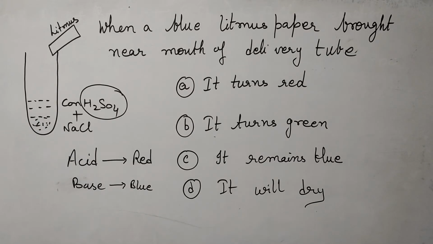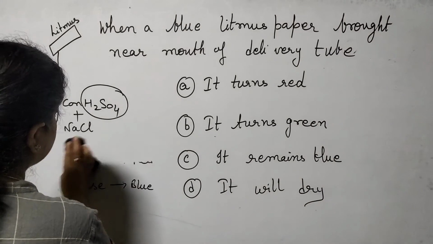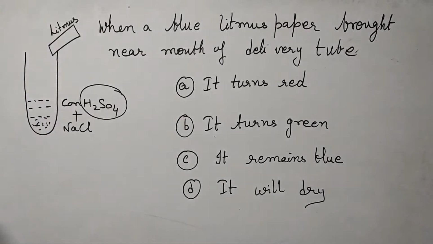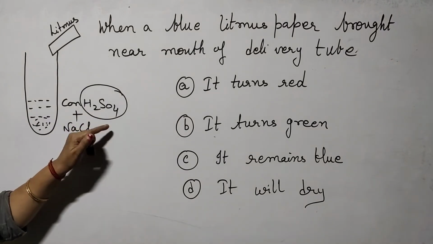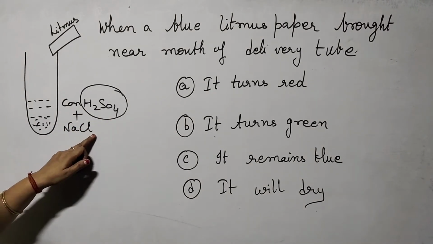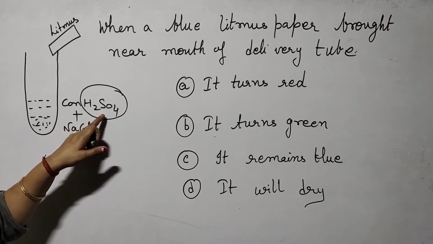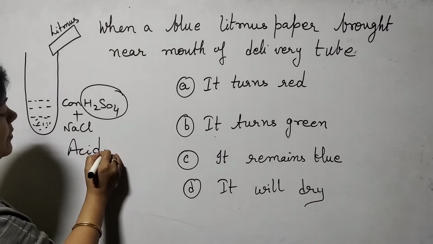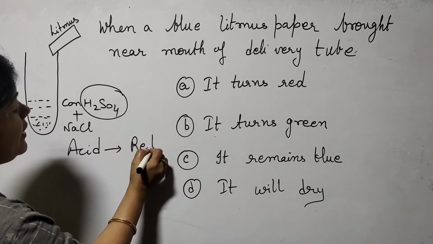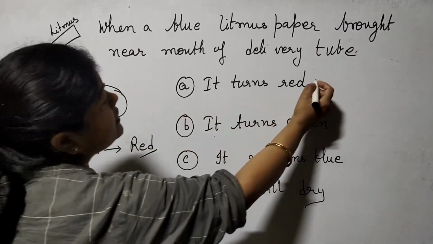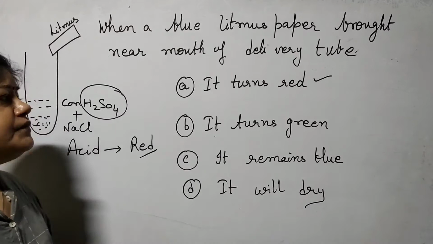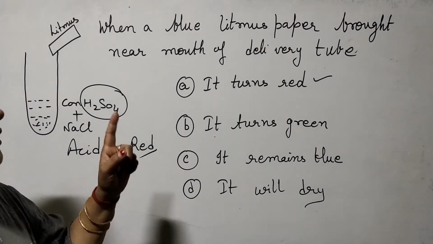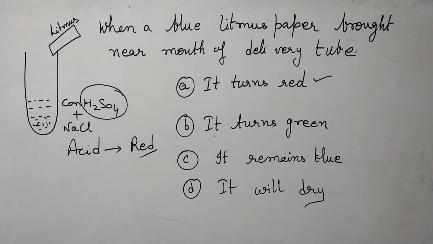Now when a blue litmus paper is brought near the mouth of the delivery tube, what happens? Whether it turns red, green, blue, or dry? Now one thing I want to clear with you, in our test tube we have two things, concentrated sulfuric acid and sodium chloride. Now there is concentrated sulfuric acid. So H2SO4 is an acid. So when there is any acid and a litmus paper is brought near it, it turns to the red color. So this litmus paper turns into the red color. Now whenever in place of acid there is base, the litmus paper turns to blue. Always remember this fact.